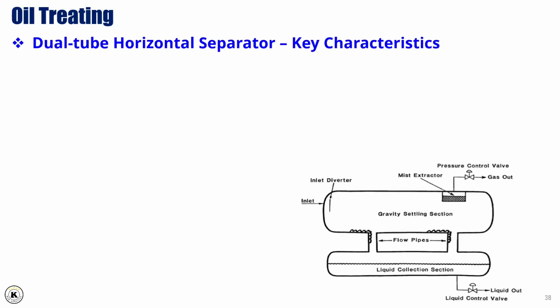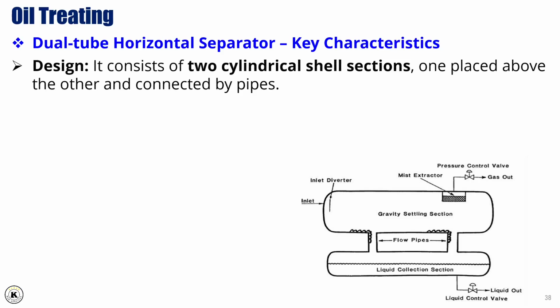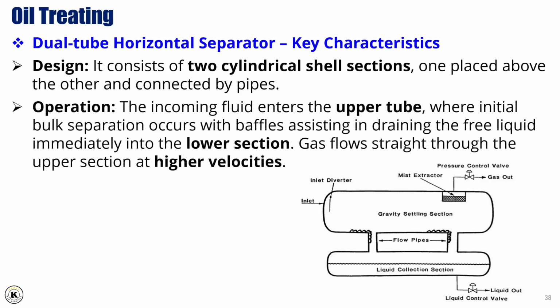Now, let's explore the key characteristics of a dual-tube horizontal separator. In terms of design, it features two cylindrical shell sections, one stacked above the other, connected by pipes to work as a single system. As for operation, the incoming fluid first enters the upper tube, where bulk separation begins. Baffles help drain free liquids immediately into the lower section, while gas moves straight through the upper tube at higher velocities. This clever design allows the separator to handle high liquid capacities efficiently, keeping the flow smooth and reliable.